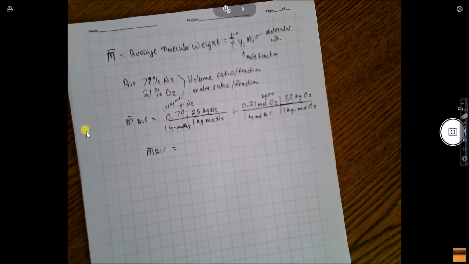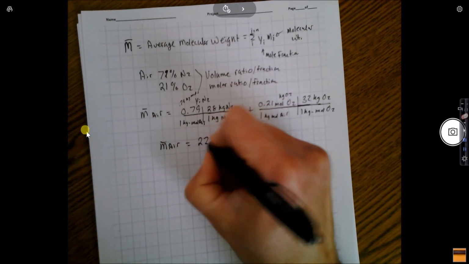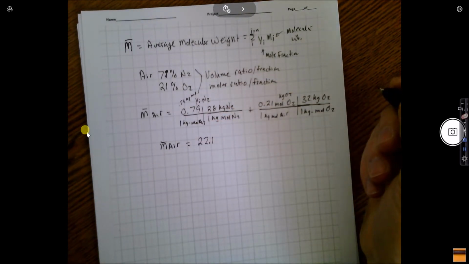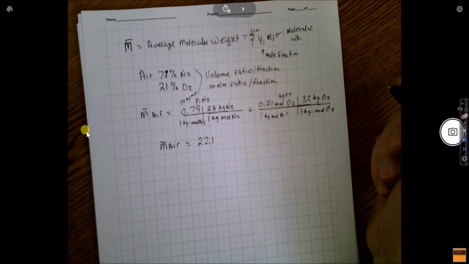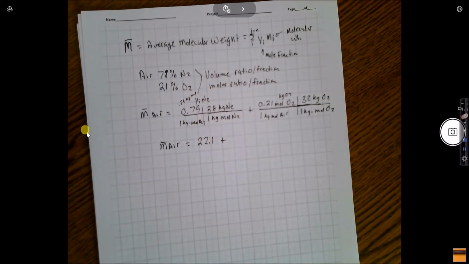Is equal to 0.79 times 28, and that's, oops, excusez-moi, 22.1, plus 0.21 times 32, and that's 6.72.